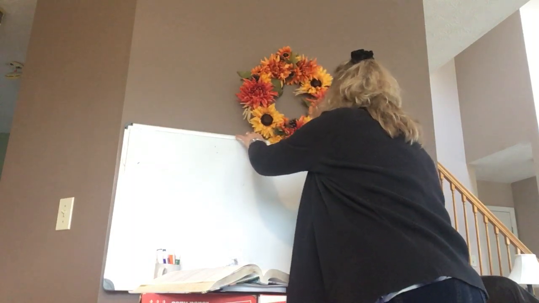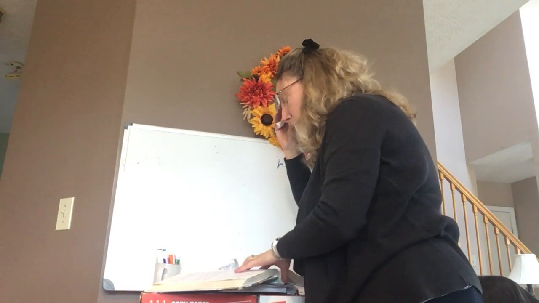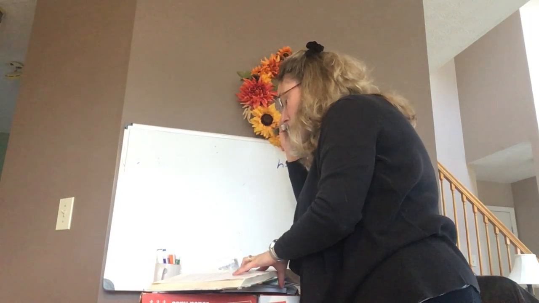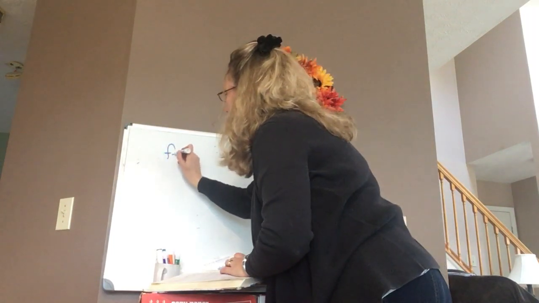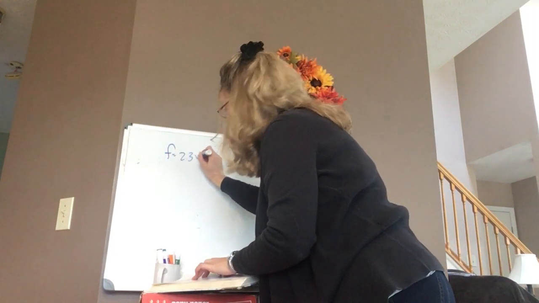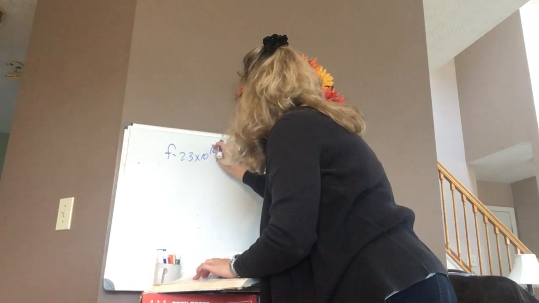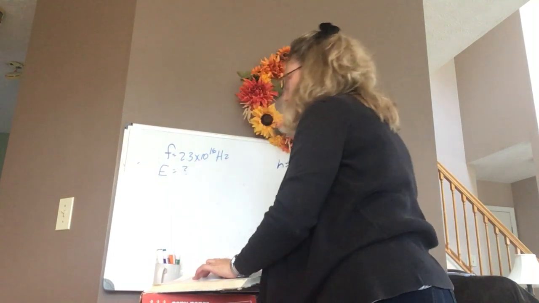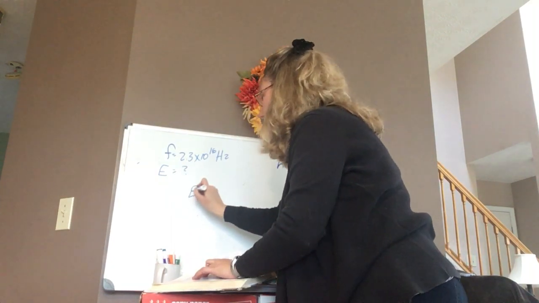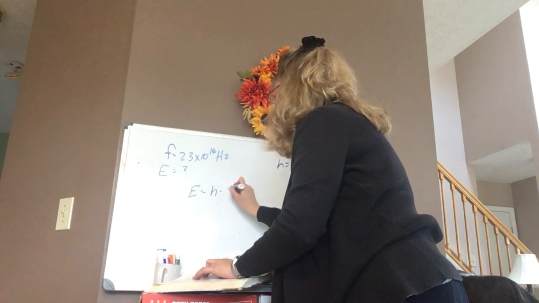I'm going to leave this H up there. Planck's constant. All right, this is example 7.3 on page 222. A light wave has a frequency of 2.3 times 10 to the 16th hertz. Not negative. What is its energy? Well, that's easy. That's just energy equals Planck's constant times frequency.